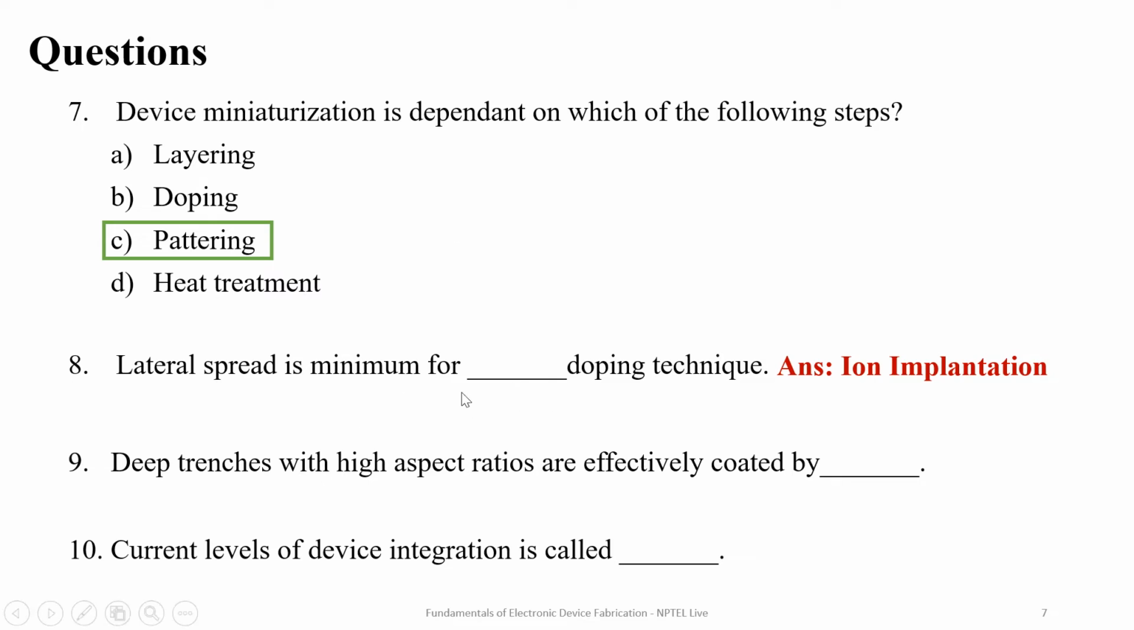Yeah. So the next question is, deep trenches with high aspect ratios are effectively coated by which method? In device fabrication, we know that there is layering, doping, patterning, heat treatment, right? During the layering process, those who have noticed wafers might have seen structures like this. These are actually transistor grades. There will be rectangular structures, and some of them will be very tiny, but their length will be long. That is what is meant by deep trenches. They have a high aspect ratio, that is, length to width will be very high. So which method can be used for coating such trenches?